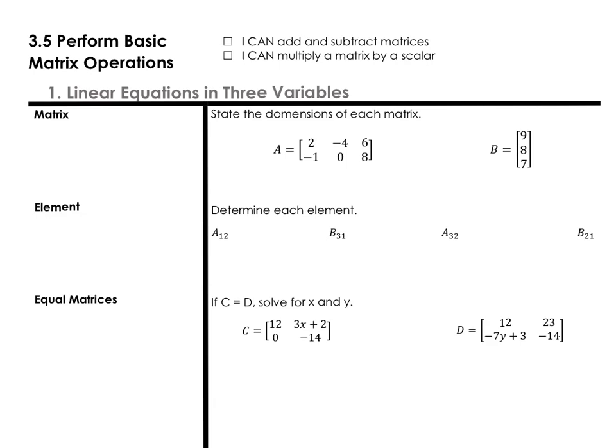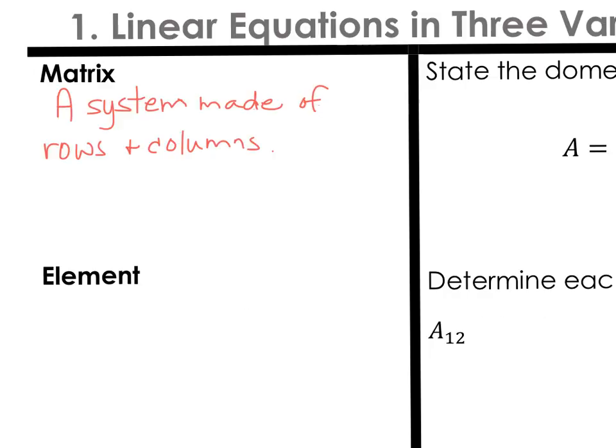The next lesson in Chapter 3 is 3.5. Perform basic matrix operations. This is a different take on systems of equations. The definition of a matrix is a system made of rows and columns. Let's take a look at two examples on the right.